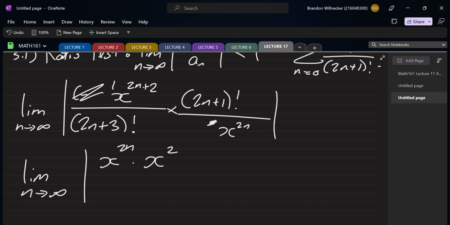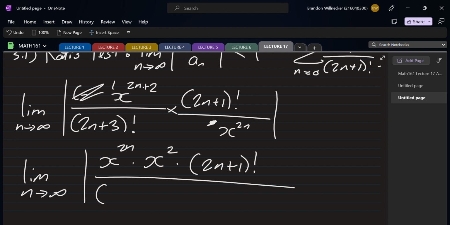I'm going to separate it out because the x to the 2n from the top can cancel with the x to the 2n at the bottom. And then I still have the 2n plus 1 factorial. Okay, 2n plus 3 factorial.